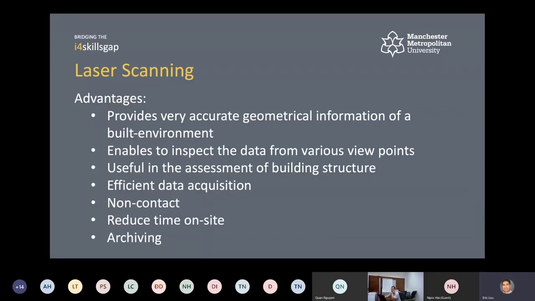The advantages of laser scanning are, as I said, that it gives geometrical information and is very accurate. You can inspect data from various points. Technically, you can fly around it. It's a non-contact data acquisition, meaning you don't have to touch the item. So in heritage, for example, you can even scan a statue. You don't have to touch it. You can just scan it and you get the data back. And the key thing is it reduces time on site.